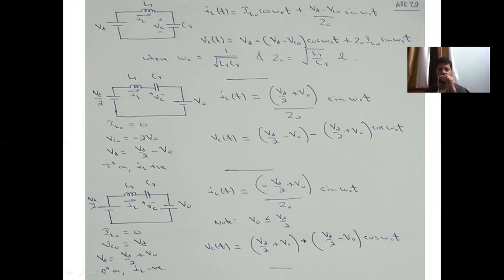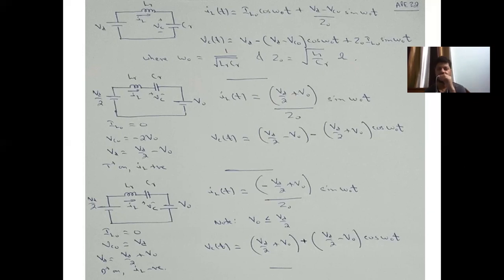And we had derived the equation for the inductor current. Inductor current IL of t was equal to IL0 cos omega 0 t plus VD minus VC0 by Z0 sin omega 0 t. And the capacitor voltage was VD minus VC0 cos omega 0 t plus Z0 IL0 sin omega 0 t. Where omega 0 was the resonant frequency given by 1 upon under root of LR CR, and Z0 was the characteristic impedance given by under root of LR by CR.